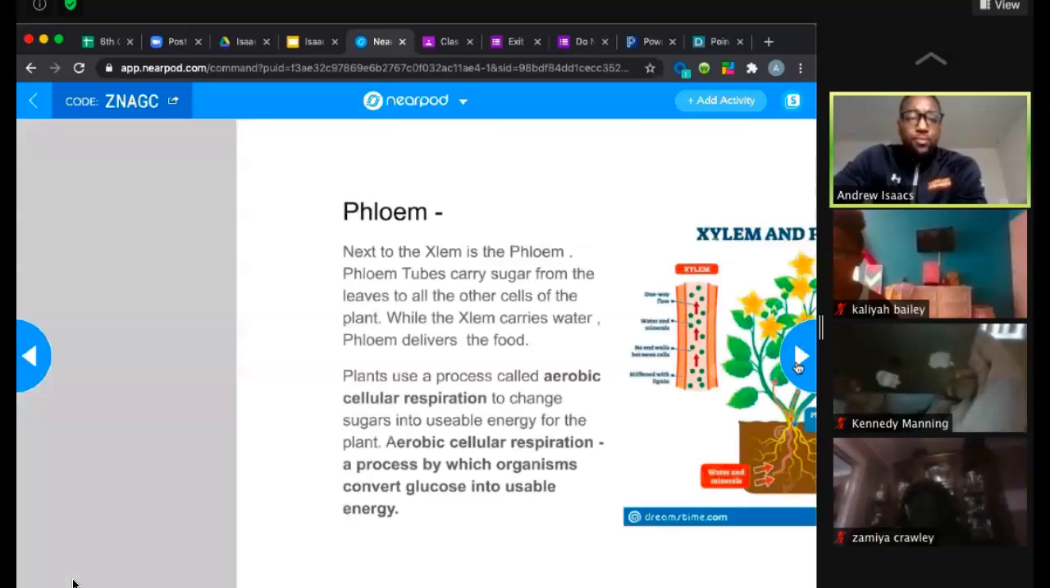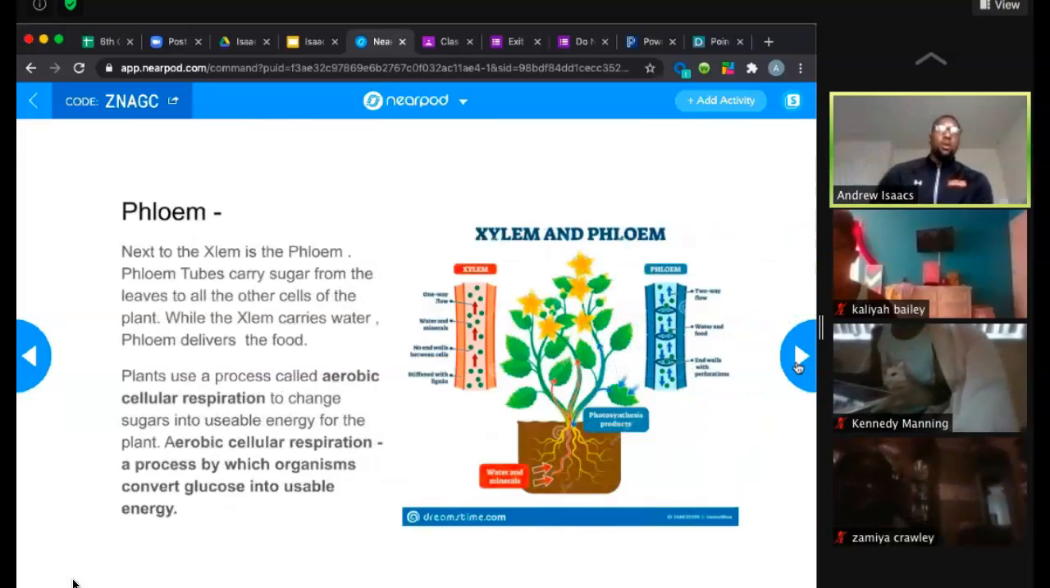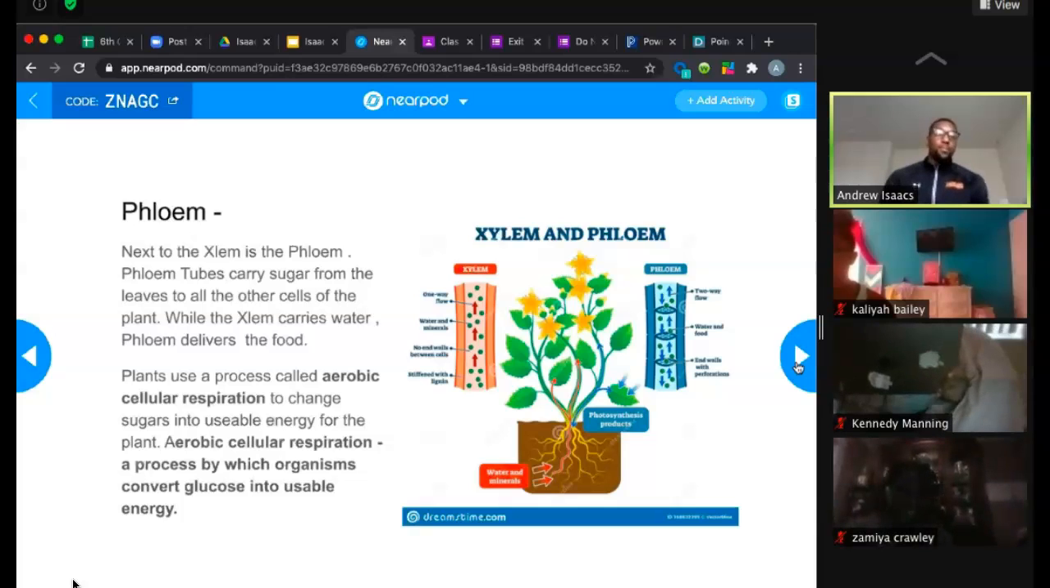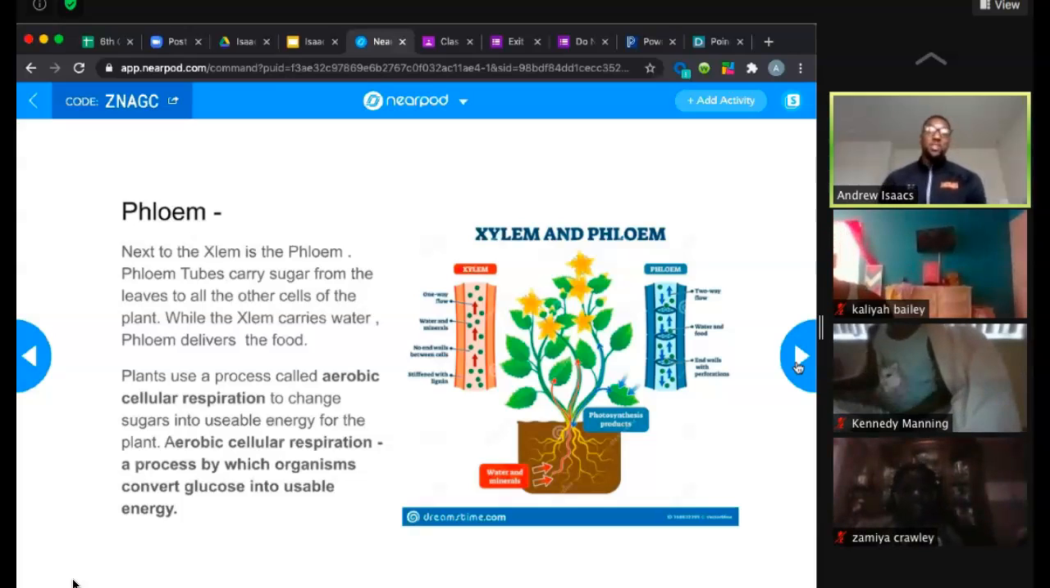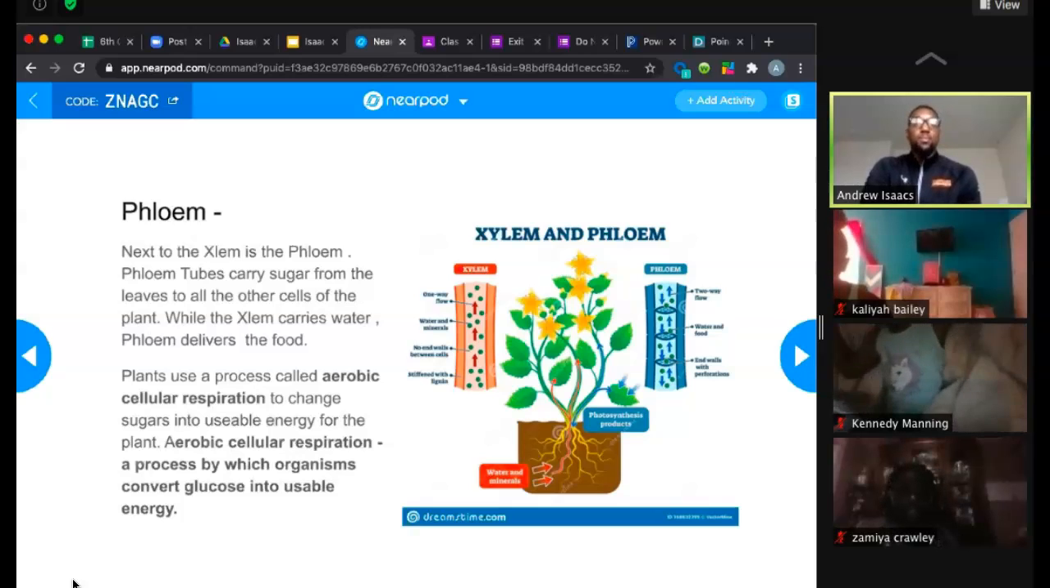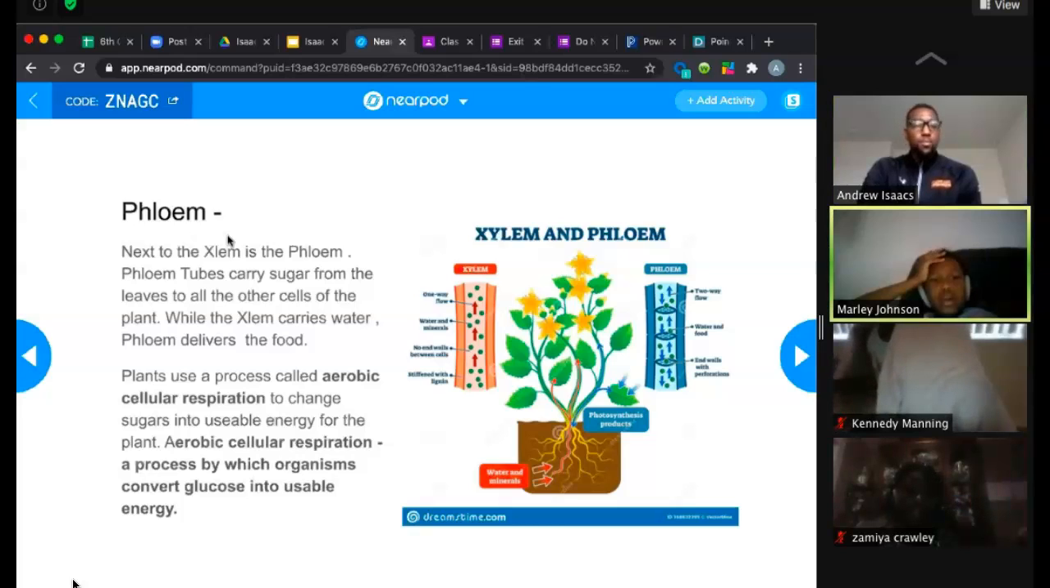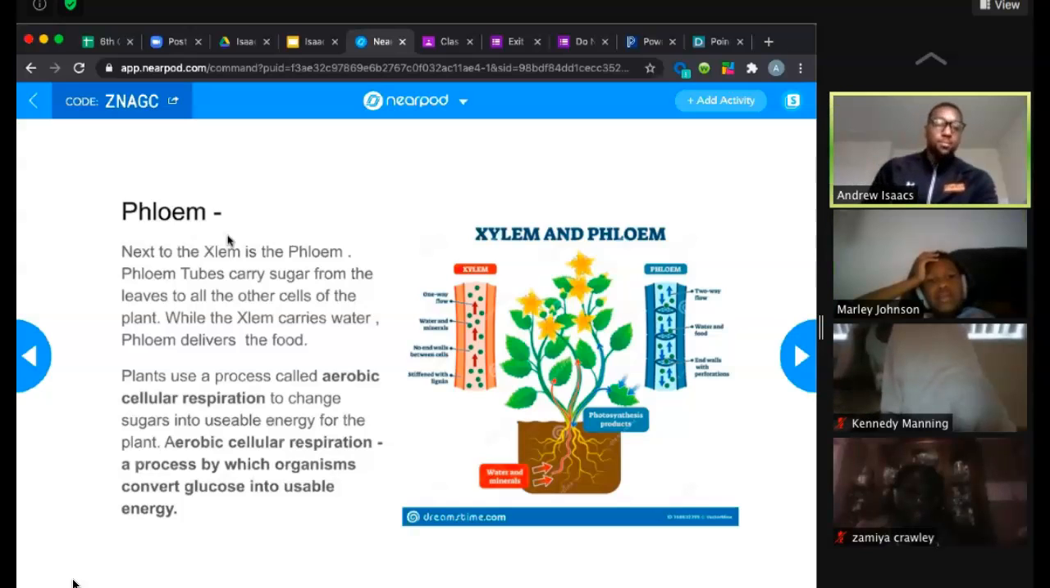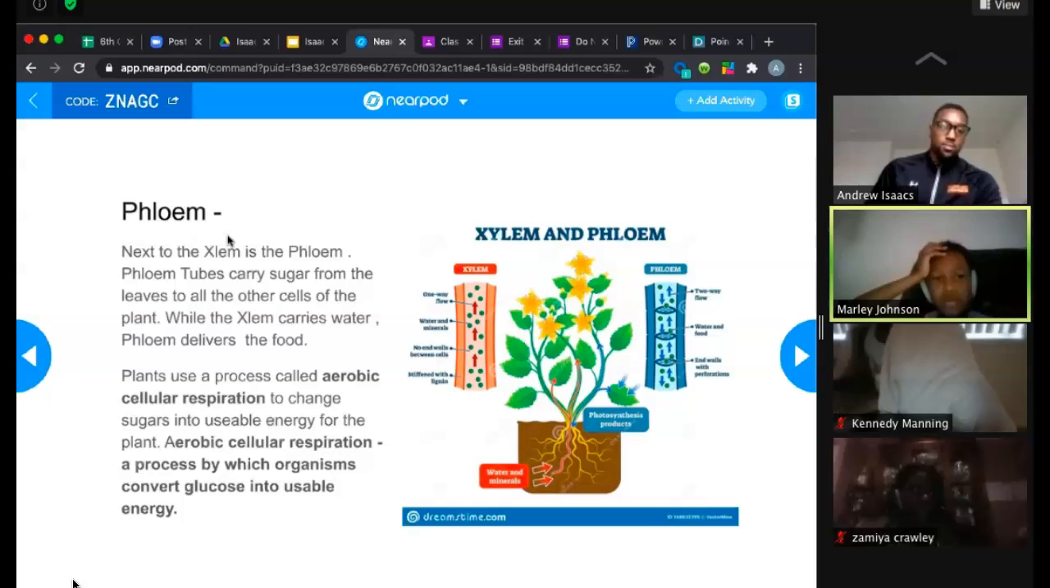All right, so we talked about the xylem, and now let's talk about the phloem. Sorry, I just can't read this one. Marley, can you read to me what the phloem does? The phloem tube carries sugar from the leaves to all the other cells of the plant. While the xylem carries water, phloem delivers the food.